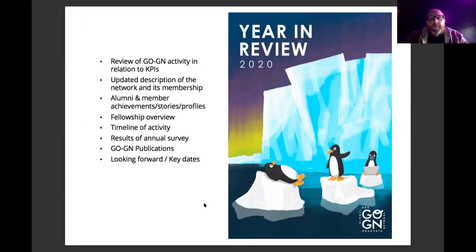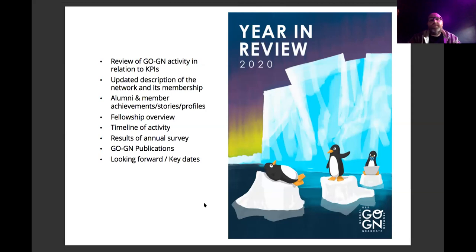So a sneak preview of the next one that's coming up. I think in December, we'll be publishing the 2020 year in review. We'll be looking at what GoGN's been doing in relation to what we said we would do and our KPIs. Obviously, there's a bit of a narrative around all this with, as Martin's indicated, the pandemic and the impact that's had on what we originally intended to do. We're going to try to amplify stories, achievements and publications from our members so that they get recorded and shared with a wider audience.